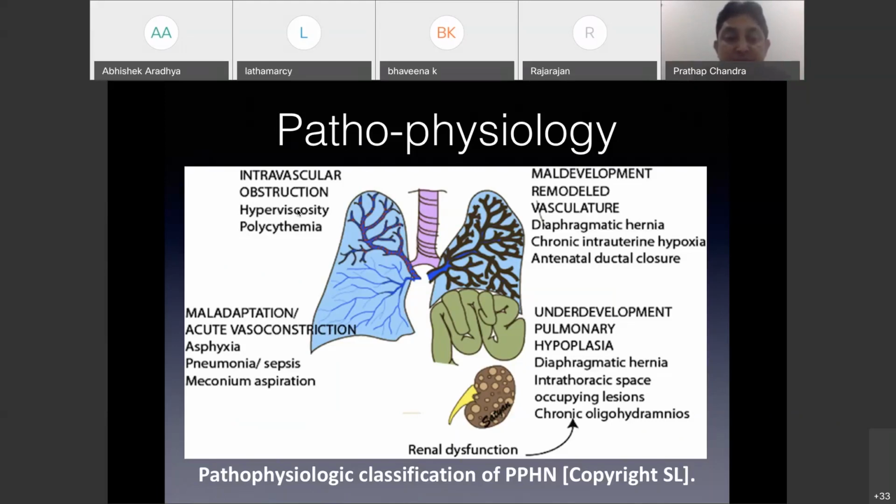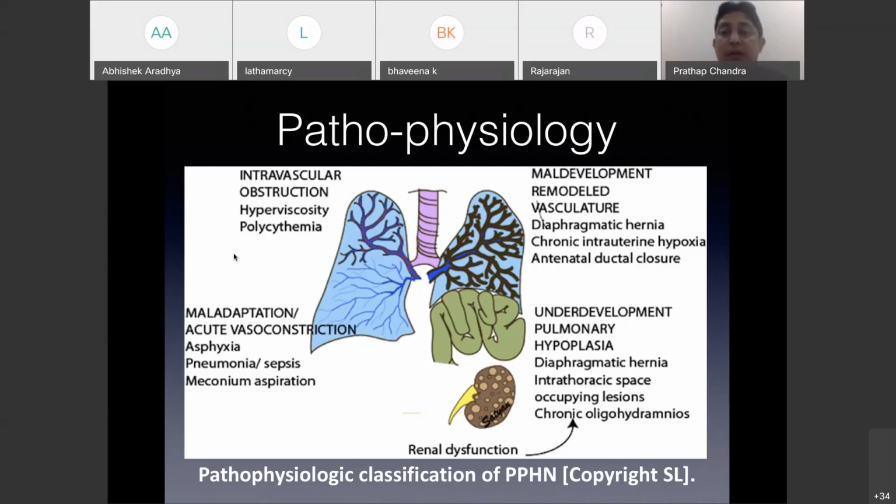There is another entity called maladaptation. The baby has not adapted that well to the circulation. And this results in acute vasoconstriction. Some of the examples are pneumonia, sepsis, meconium aspiration. Again, here meconium aspiration and pneumonia also cause secondary surfactant deficiency. Then it leads to severe and acute vasoconstriction.